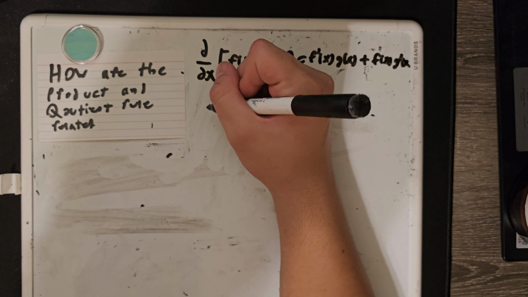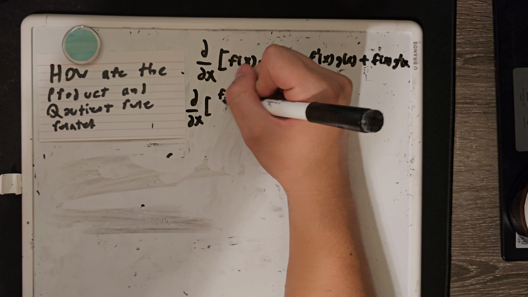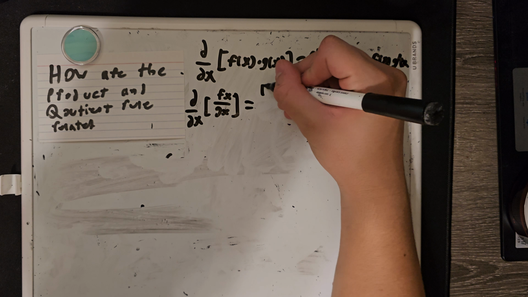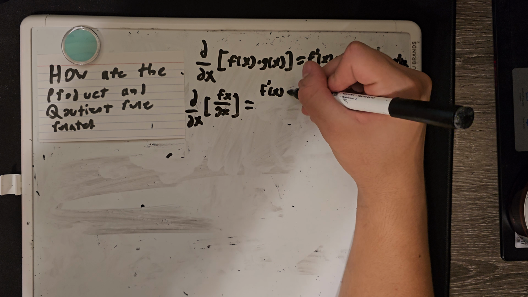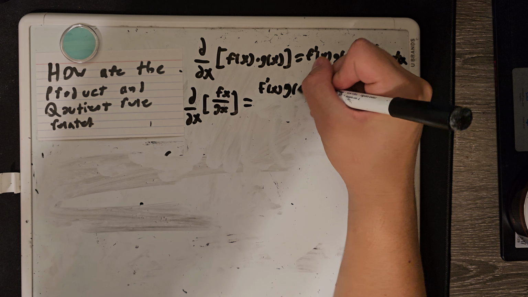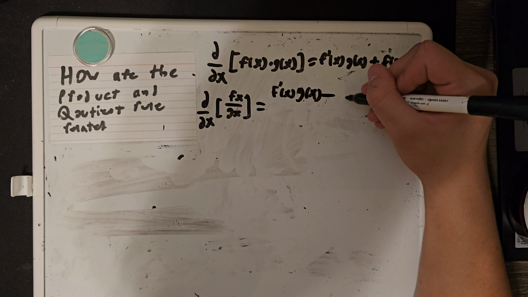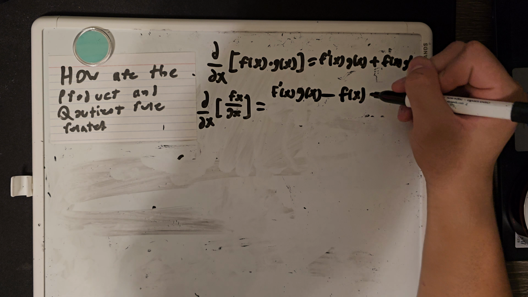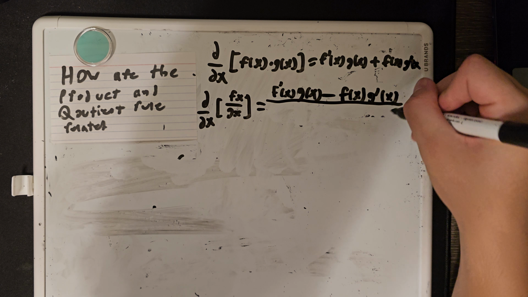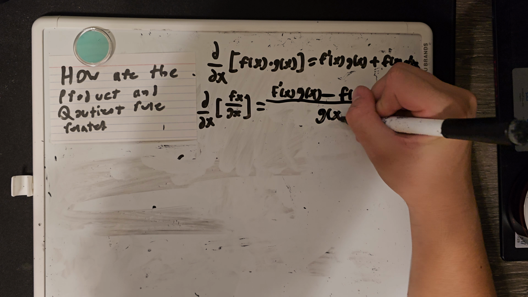While the quotient rule states that the derivative of f of x over g of x equals f prime of x times g of x minus f of x times g prime of x, over g of x squared.